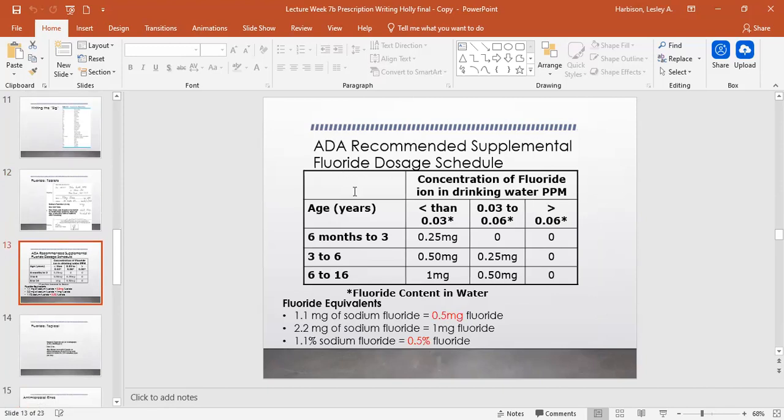ADA recommends supplemental fluoride dosage, and this is the schedule. If they are 6 months to 3 years of age, and the fluoride in their drinking water is less than 0.3 parts per million, then they would be prescribed 0.25 milligrams of fluoride in a fluoride tab or a liquid dropper. If they're 3 to 6, a 0.5 milligram, and then if they're 6 to 16, 1 milligram. They need to know what the fluoride in their drinking water is, so that you can give them the appropriate dosage.